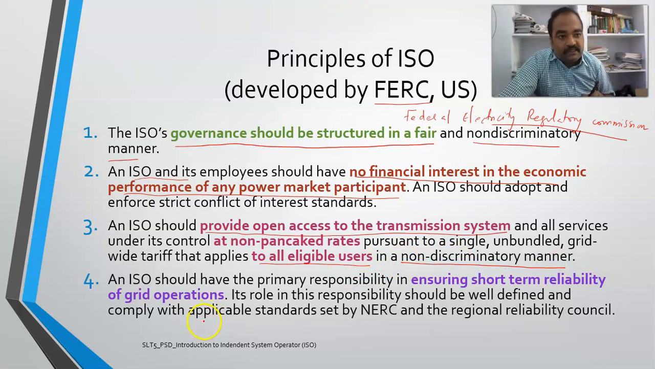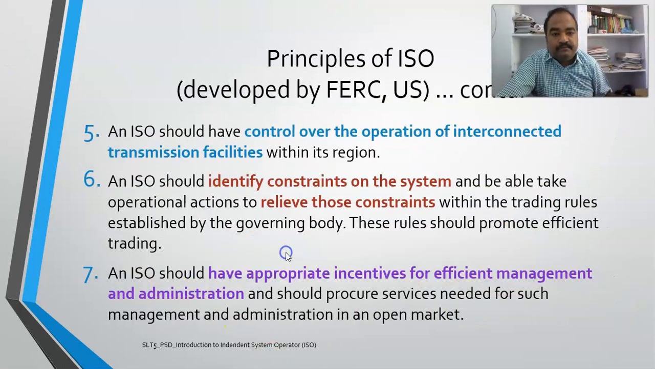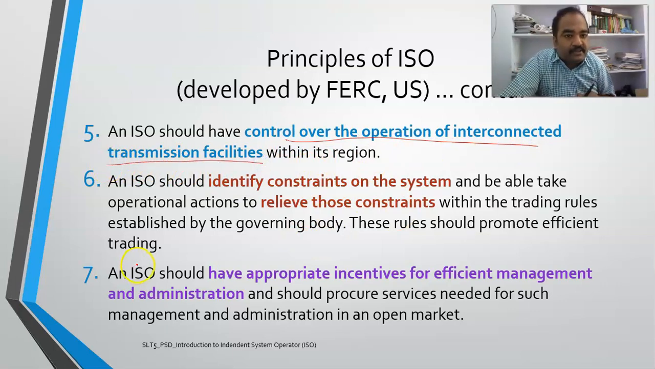One more, as we have discussed in the last class, the primary responsibility is ensuring short-term reliability of grid operations. That's what I have been telling you. It is about balancing generation and demand. And apart from this, in whatever area you are controlling, the ISO must have complete control over the operation of interconnected transmission facilities, because they must provide access to the transmission services.